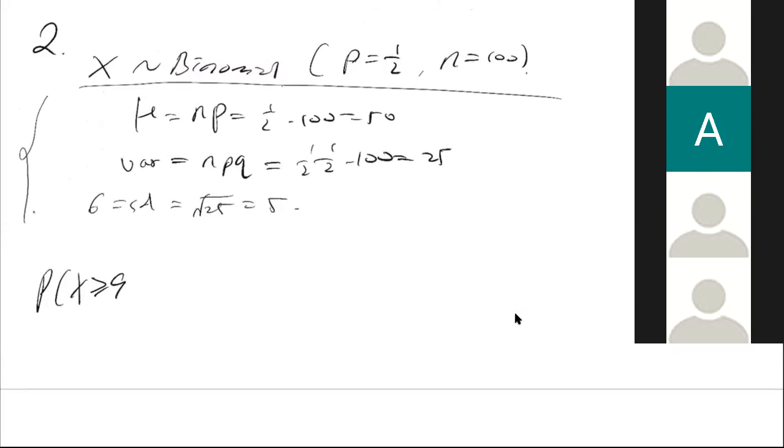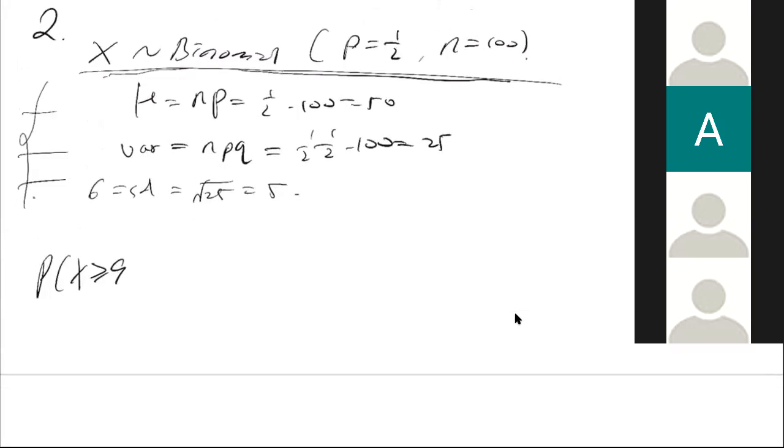So you first read the problem, you know that X is a binomial variable with these parameters, and you can find the mean, variance, and SD immediately after you know this is a binomial variable. And the question is finding X is greater than 95 or X is less than 5, because at least 95 tails means at most 5 heads.